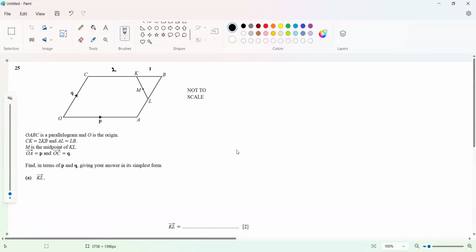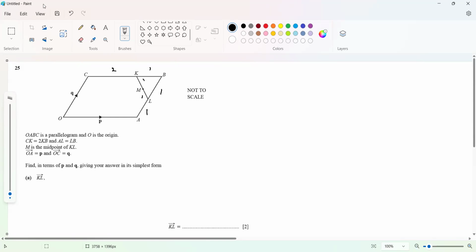So that means L is the center. Right. So this is a 1-to-1 ratio. So M is the midpoint of KL. Again, this is another 1-to-1 ratio. Right. So OA equals p, OC equals q. So if OA equals p and OC equals q, they ask us to find what's KL.